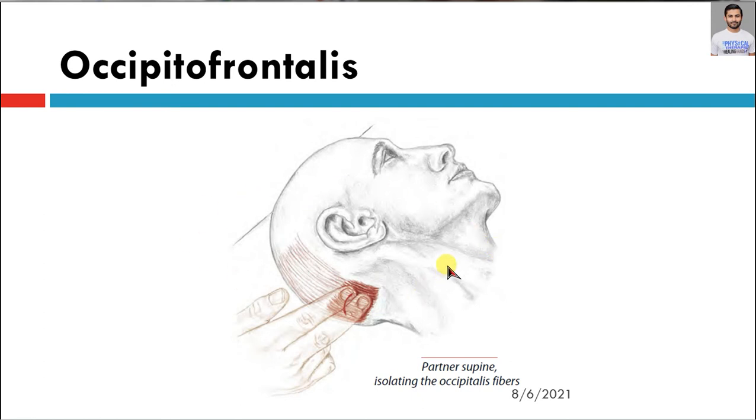If you want to palpate the occipital belly of the occipitofrontalis muscle, you can ask your partner to lie supine and rotate their head, and then try to raise their forehead and press against your hand, and in this region you can find the muscle contracting.